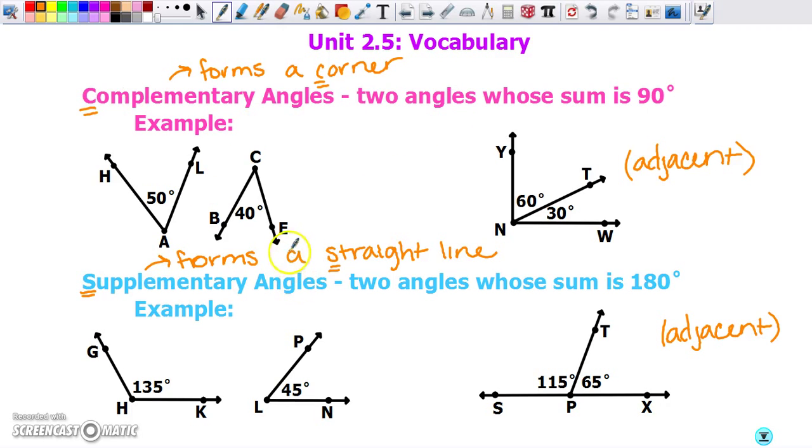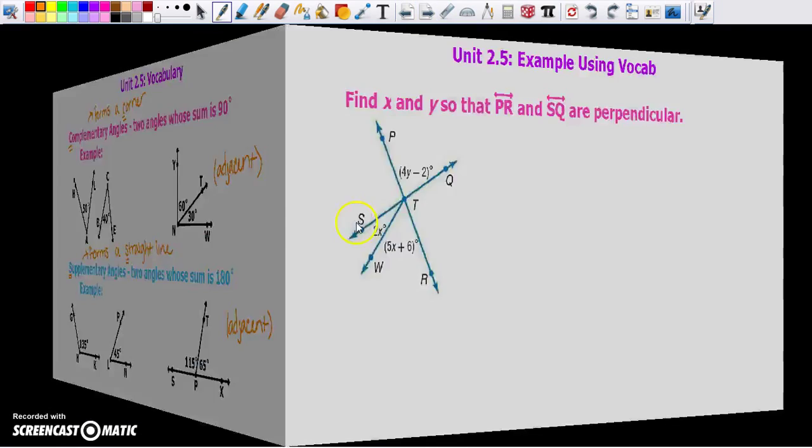That way, when you see the word complementary, you're not trying to decipher between the two or having to memorize it a whole lot. Complementary is a corner, supplementary is a straight line. And that'll help you with the vocab there.